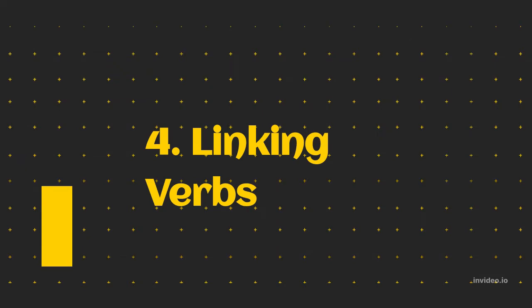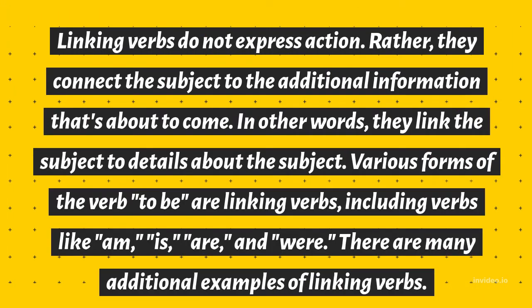4. Linking verbs. Linking verbs do not express action. Rather, they connect the subject to the additional information that's about to come. In other words, they link the subject to details about the subject. Various forms of the verb to be are linking verbs, including verbs like am, is, are, and were. There are many additional examples of linking verbs.